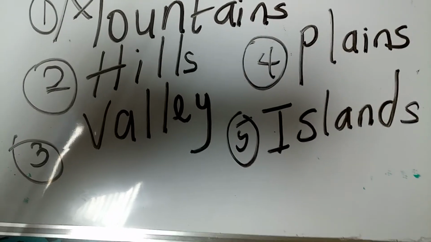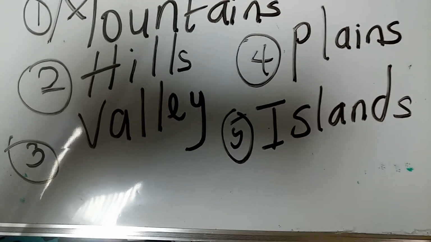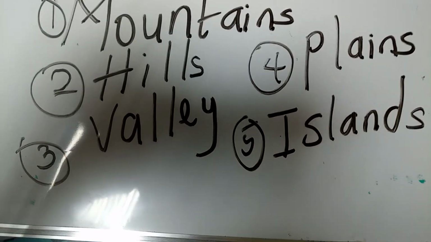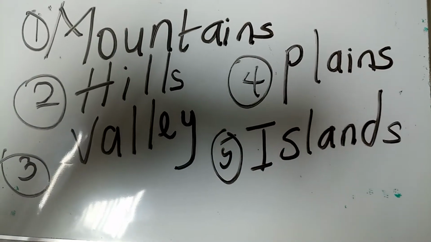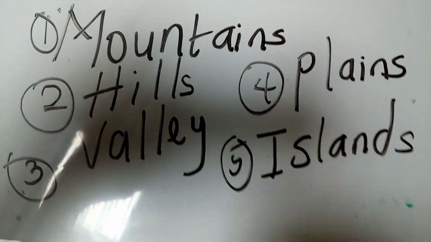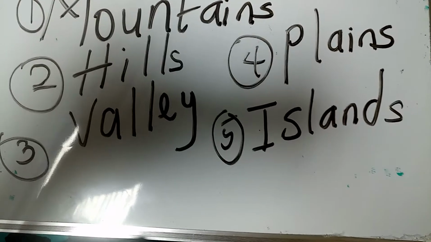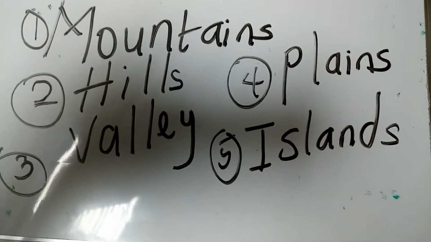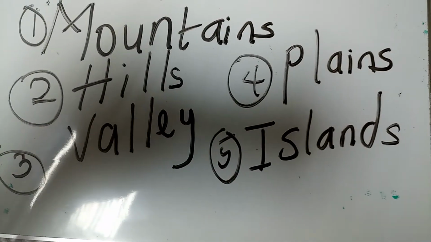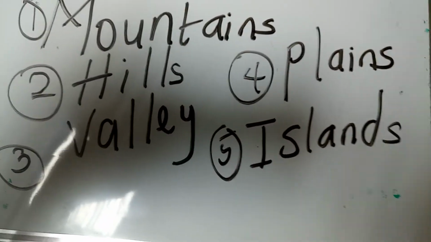Then I told you about valley. What did I tell you about valley? I told you valley is the lowland between mountains or hills. Valley is the lowland between mountains or hills. The land between mountains or hills is called valley.